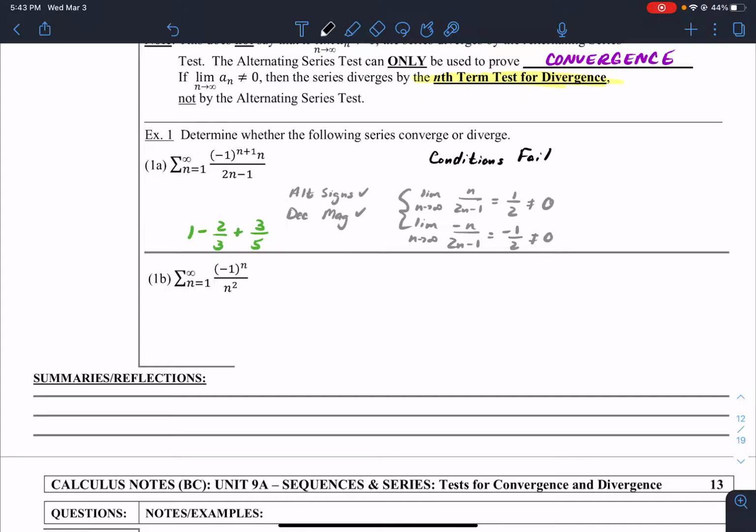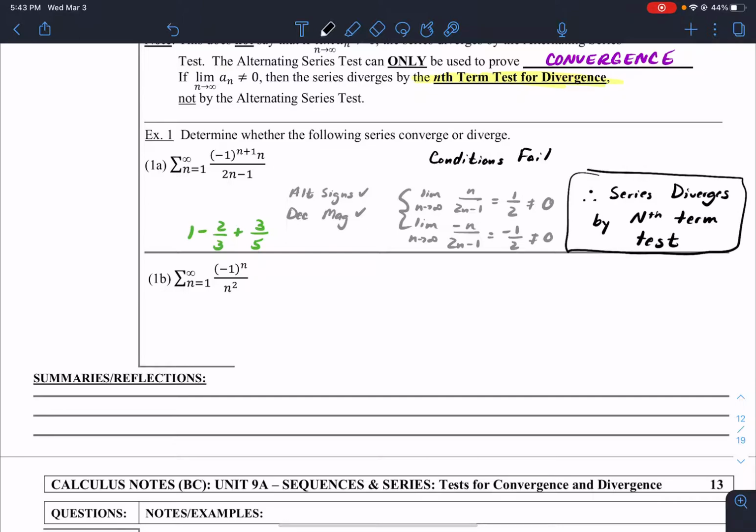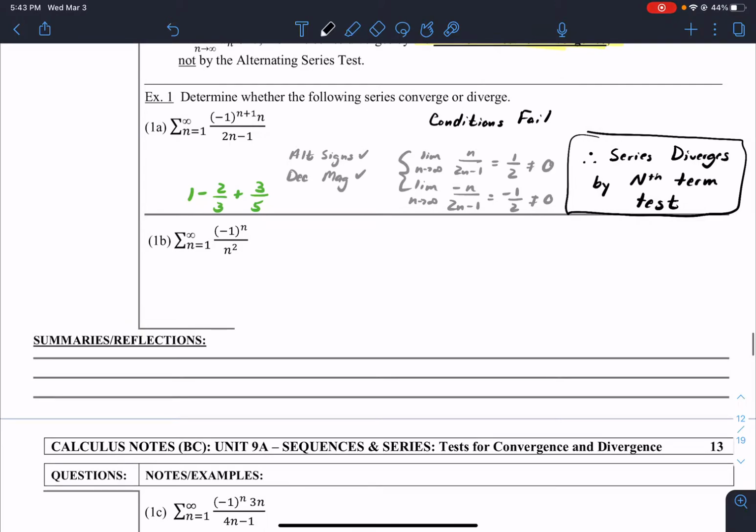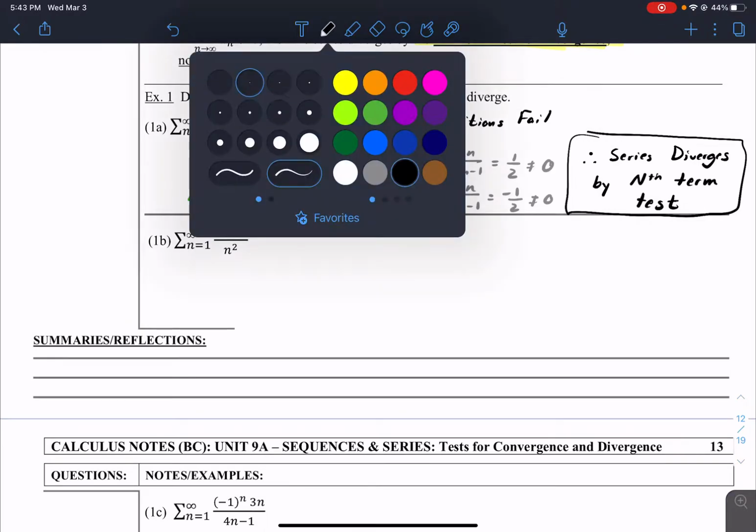So we're going to say, therefore, series diverges by nth term test, not alternating series test. So alternating series and nth term work really closely together.